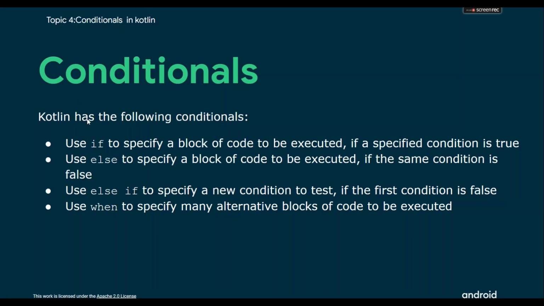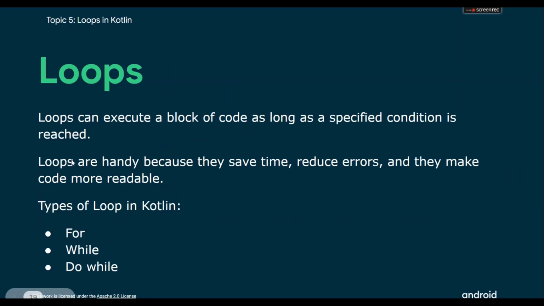Now, let's move to loops. So there are three types of loop in Kotlin. The types of loops in Kotlin are for, while, and do while. You are aware of these three loops, but there is one change in the for loop.